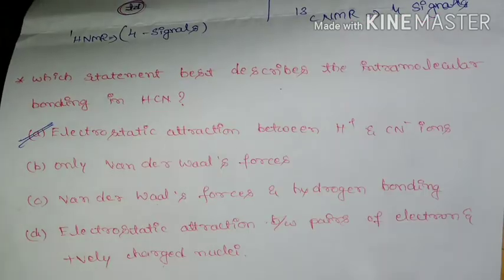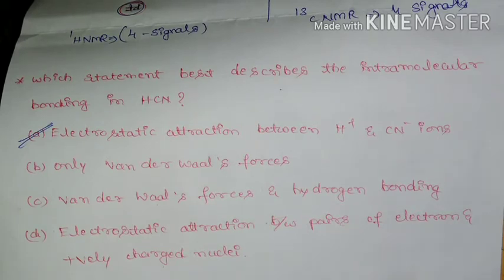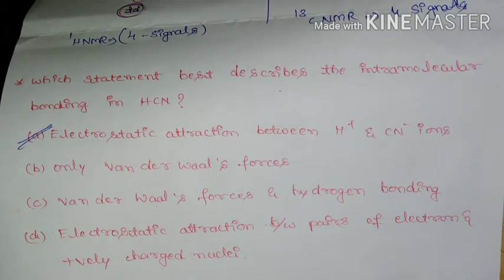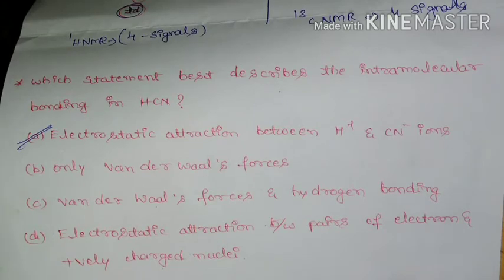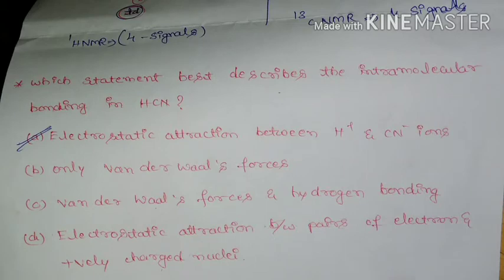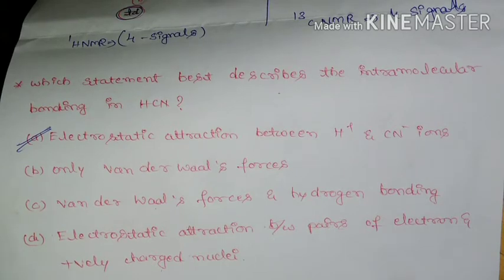Next question, which statement best describes the intramolecular bonding in HCl molecule? So here we need to choose the best statement regarding intramolecular bonding in HCl. The correct option or the statement which suits this is electrostatic attraction between H plus and Cl minus ion.